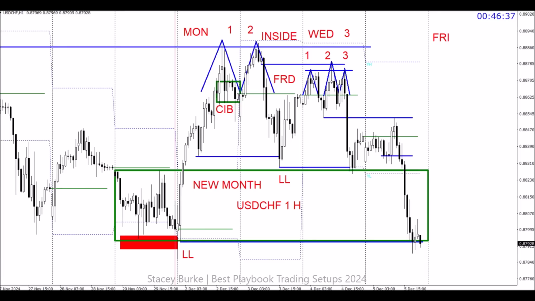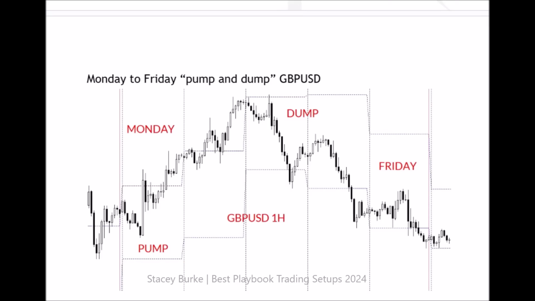A pump and dump template, Swiss franc, simple, right out of the playbook. Page 19 in the playbook. Pump, first red day signal, and the dump on the backside of the week.